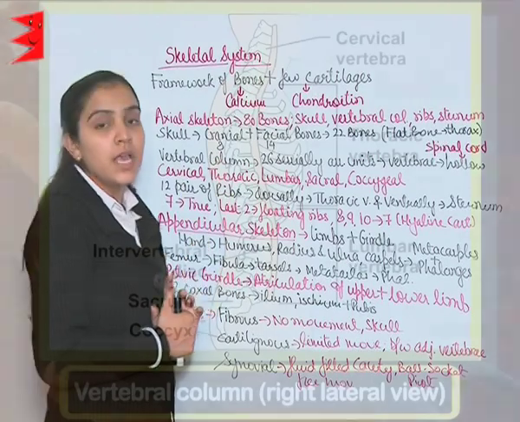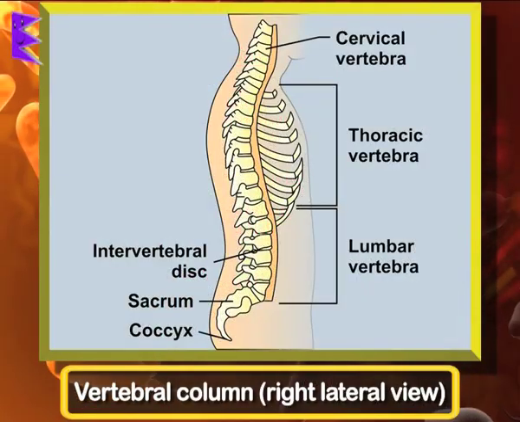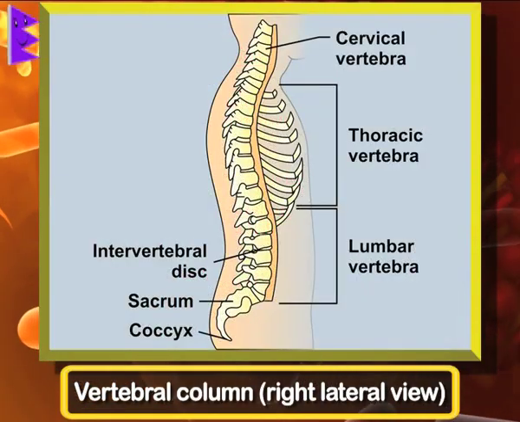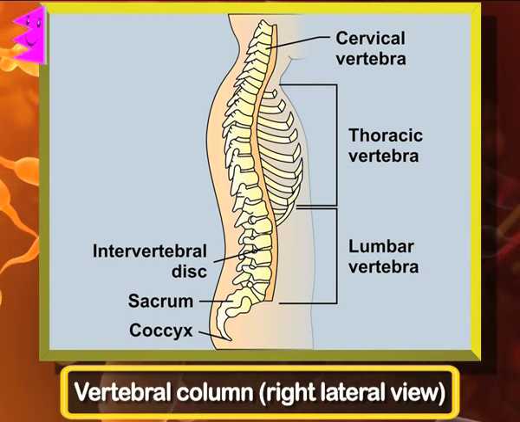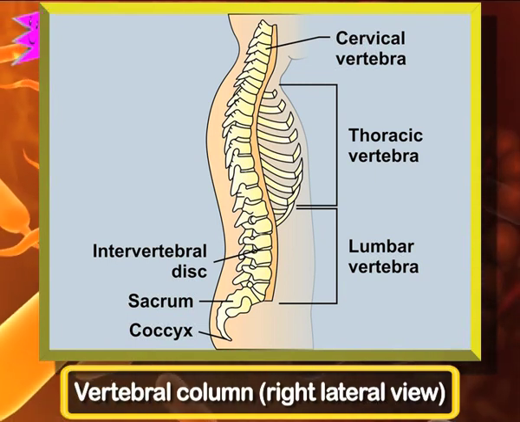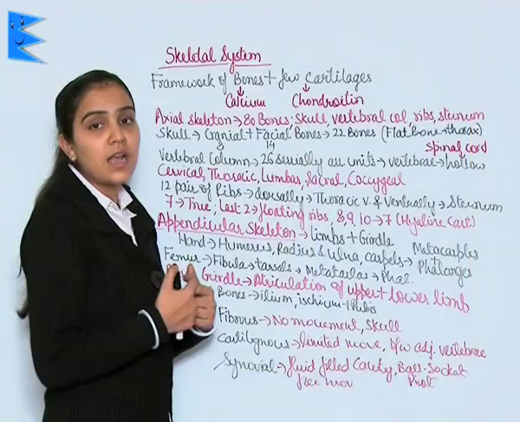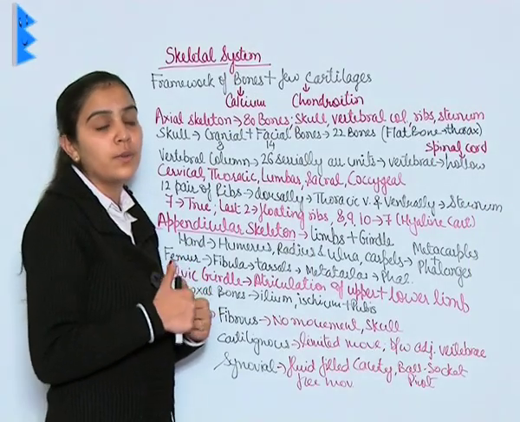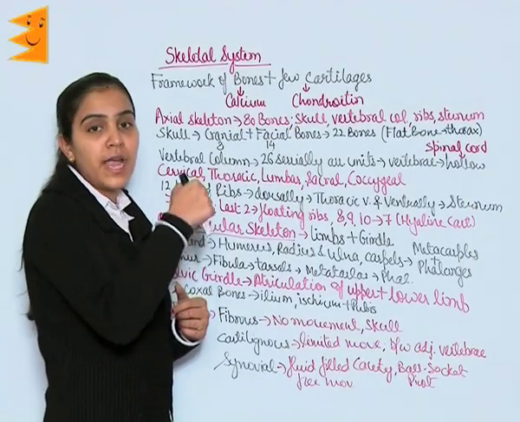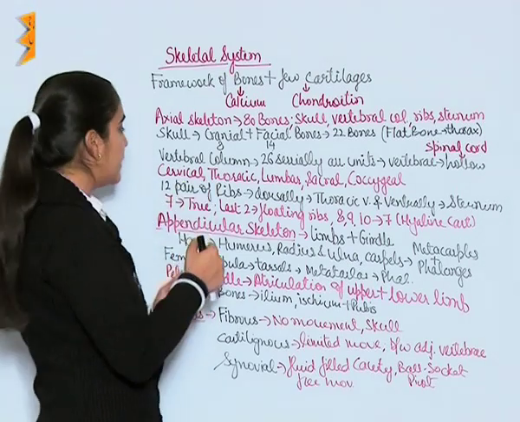Vertebral column, you can see in the diagram, 26 serially arranged units known as vertebrae form the vertebral column. These vertebrae are hollow from the center because spinal cord passes through it.